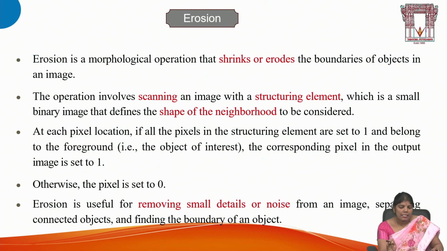And next, at each pixel, if all the pixels in the structuring element are set to 1 and belong to the foreground, then the corresponding pixel in the output image is set to 1. Okay, so the erosion is useful for removing small details or noise. This is the main application of the erosion.